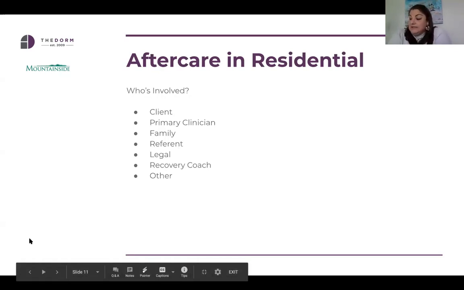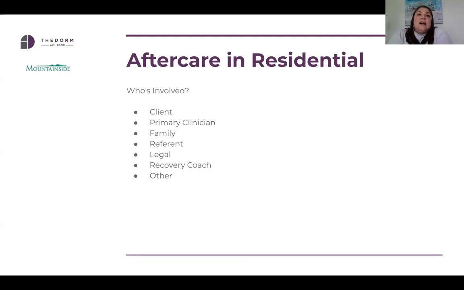So aftercare and residential. Who's involved? Now that we know what level of care to place people in, what's expected, what's appropriate, and after they're in residential, who do we include? Everyone, basically, is the answer. As many people as possible, and that the client allows you to. So the client, primary clinician, family, referent, legal, and again, the recovery coach.